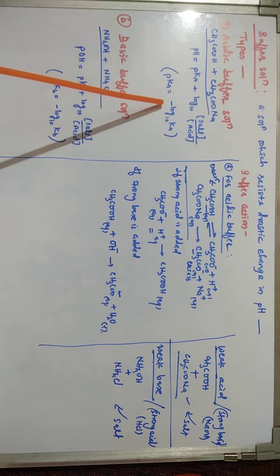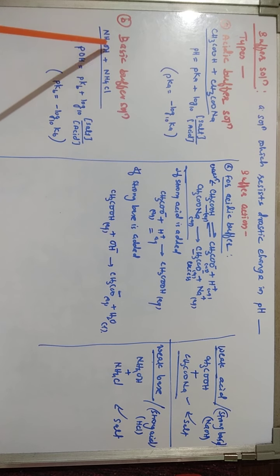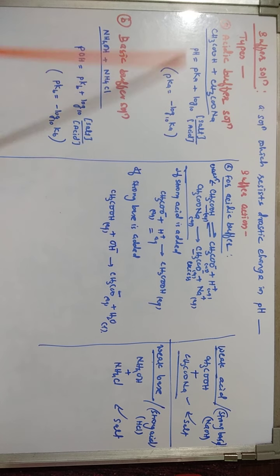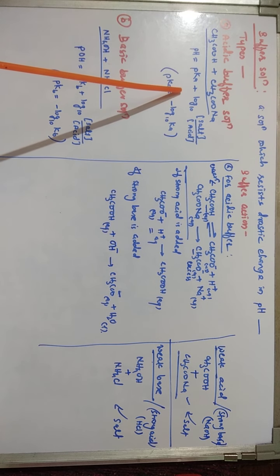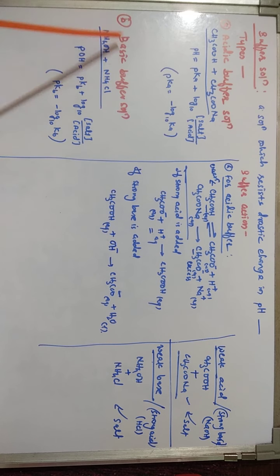So pKa is equal to minus log to the base 10 of Ka, where Ka is the dissociation constant. This equation is called the Henderson-Hasselbalch equation.